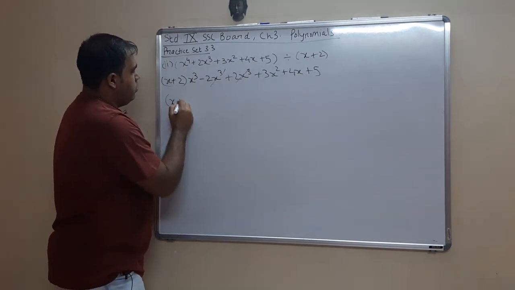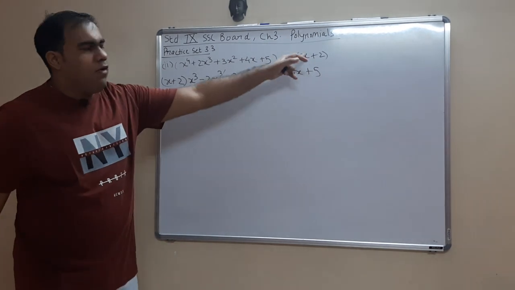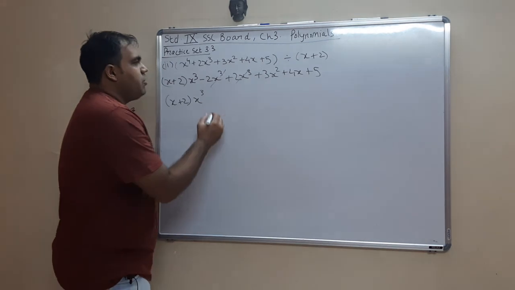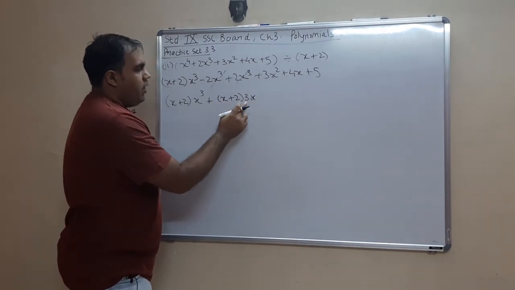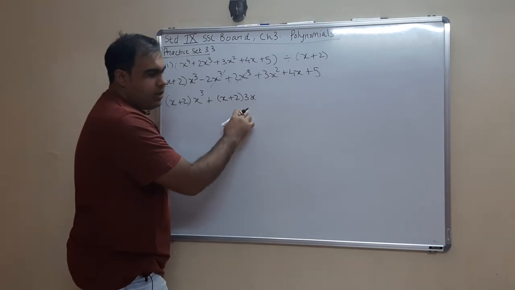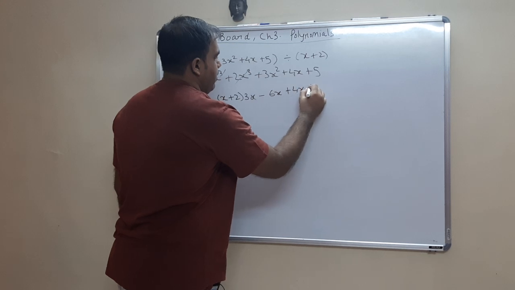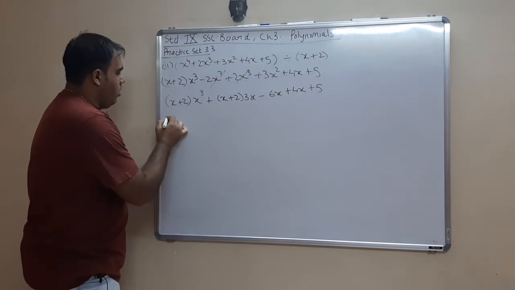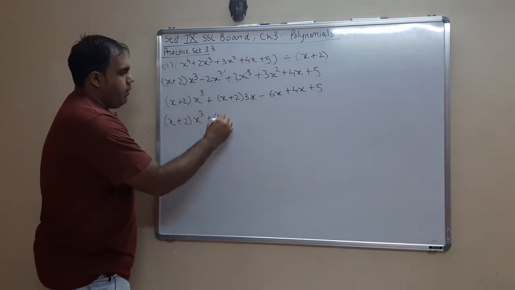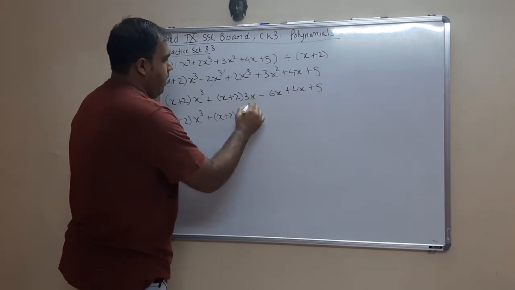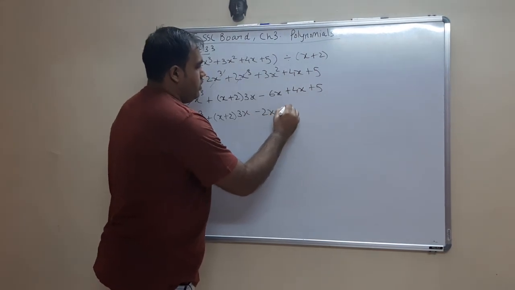So I'll write x plus 2 into x cube, and then 3x square, how will I write it in the form of x plus 2? I have to multiply x plus 2 by 3x. So if I do this, I get 3x square plus 6x, and then I do minus 6x. Okay, very good. So first two terms are sorted. Minus 6x plus 4x is minus 2x plus 5.